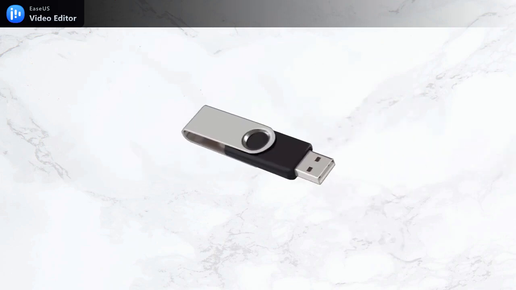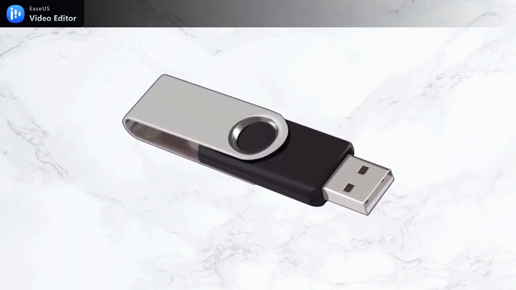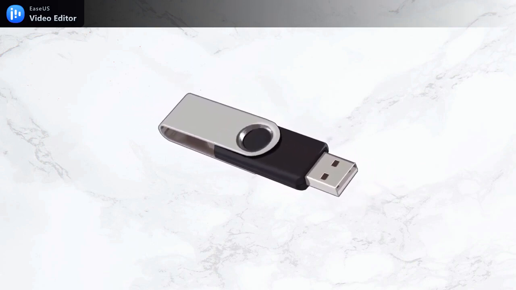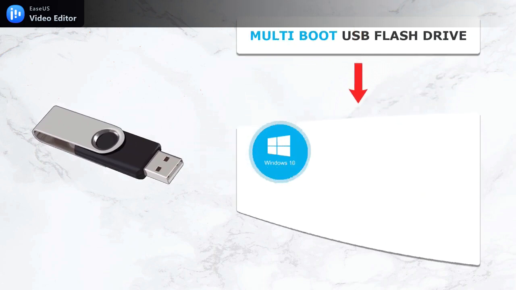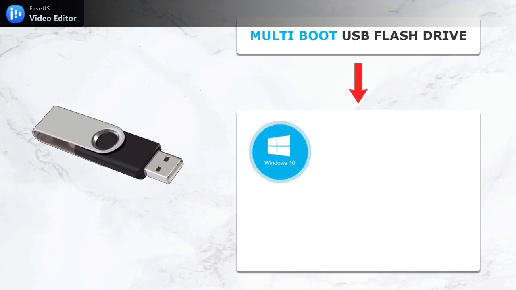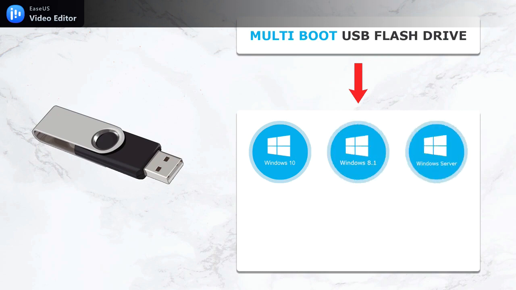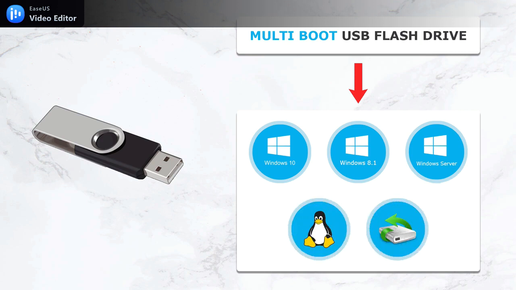So meaning, you can make a bootable flash drive with multi-operating system and utilities. For example, a bootable flash drive contains Windows 10 operating system, Windows 8.1 operating system, Windows Server, Linux operating system and ISO recovery for utility.